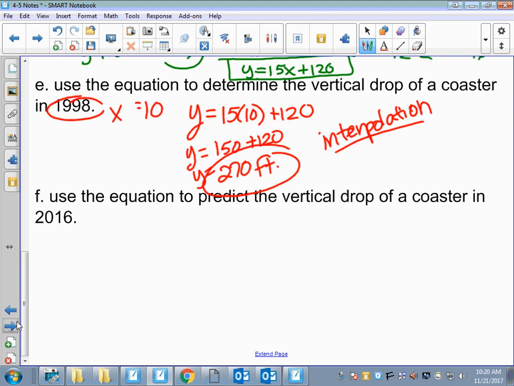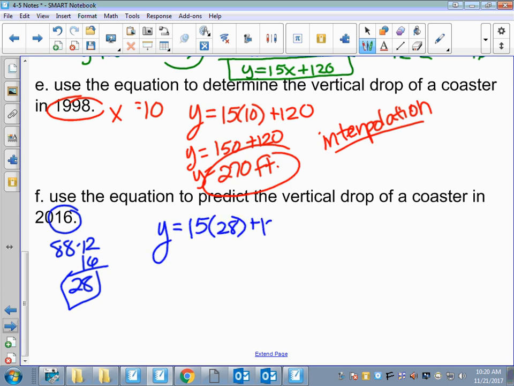These are all approximates. And then the last thing we can do is use it to figure out the vertical drop of a coaster in 2016. 2016 isn't on here, but that's 16 years past 2000. 1988 is 12 years from 2000, so you take the 16 and the 12, that's 28 years beyond 1988. And so y equals, we plug in our 15, we multiply it by the 28, and then we're going to add 120 to it. So 15 times 28 is equal to 420, plus 120 is giving us a vertical drop of 540 feet.